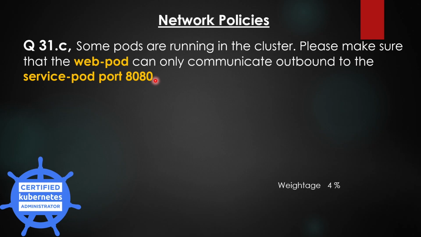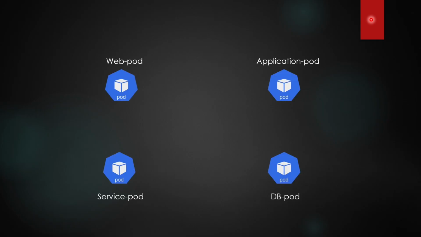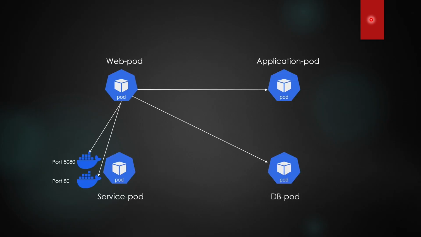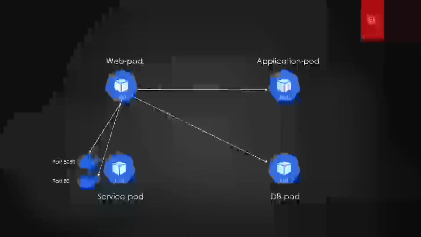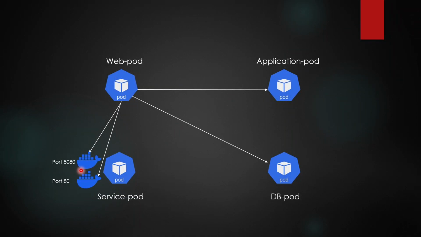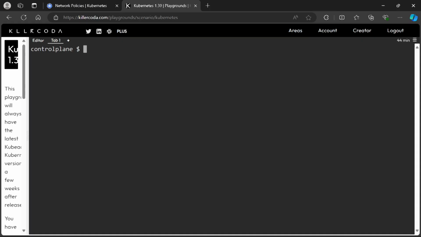OK, I will explain it with the help of the diagram. We have some pods, and by default web pods can communicate with all pods. This time you can see the service pod has two containers, so we need to consider that when we make an egress policy for the web pod. So here we will apply an egress policy to web pods to service pods on port 8080. OK, let's go to the cluster.